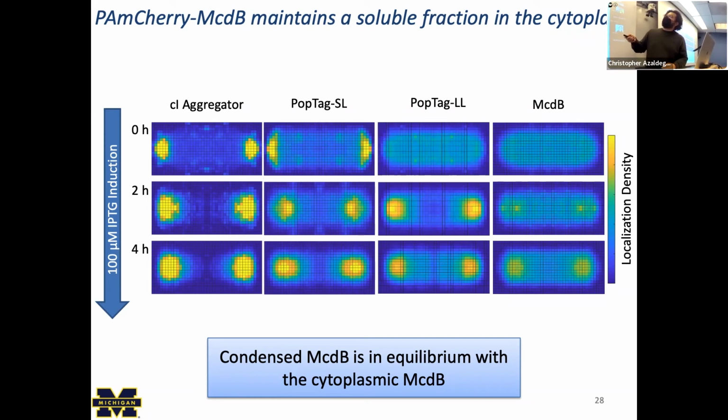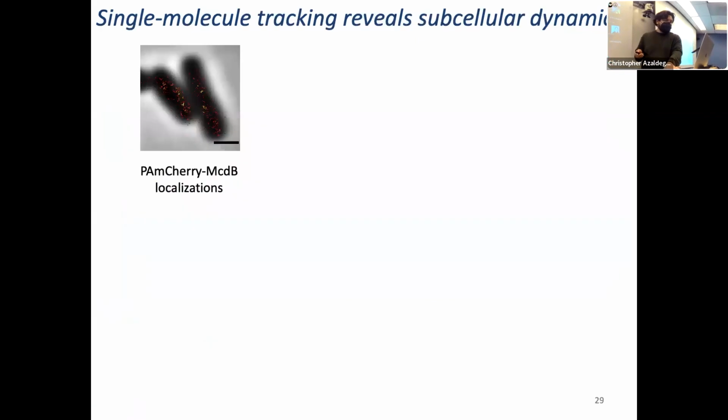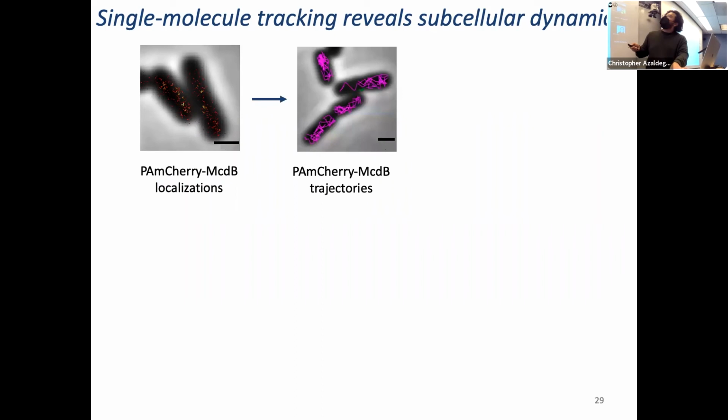Contrast between the localization density in these polar foci versus almost no localization density in the cytoplasm here. And so this is indicative of an equilibrium that mCDB has between the condensate versus the cytoplasmic regions inside of the cell. And so all of this is mCDB localizations, but we're also interested in looking at the dynamics of these proteins.